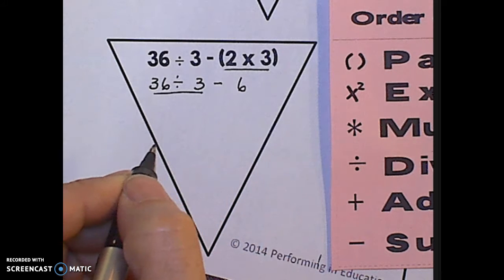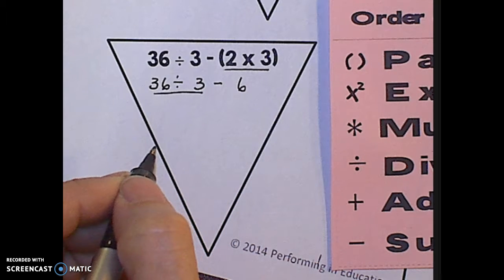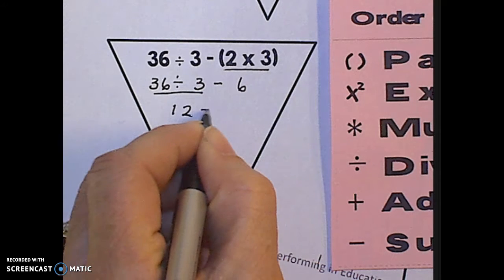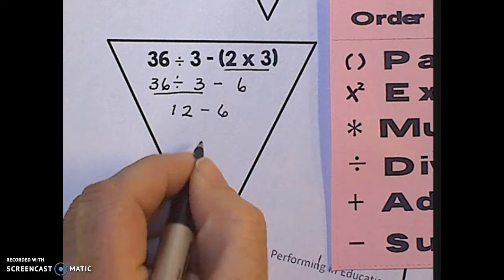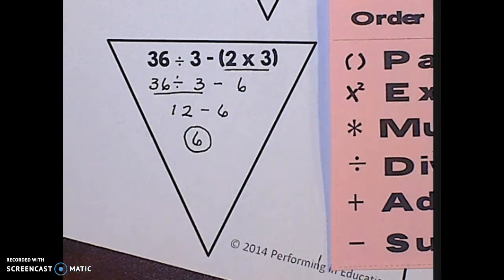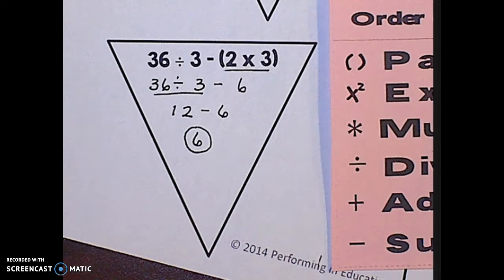36 divided by 3 is what? Yes, good. It's a 12. And 12 minus 6 is 6. And that is your final answer. You can circle it. And now we have one of our problems finished.